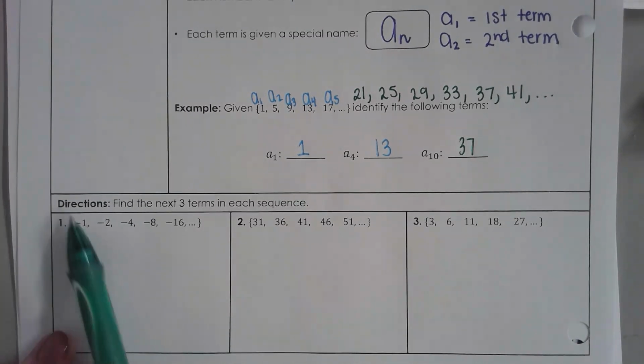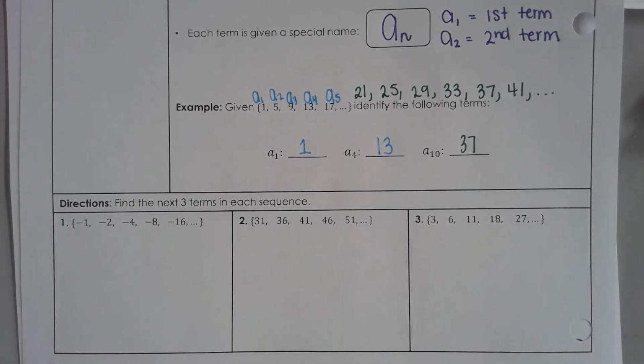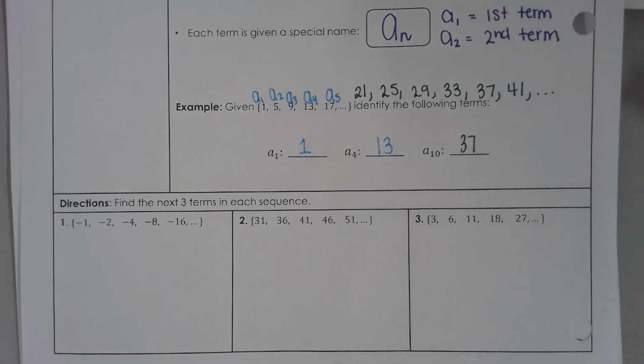Number 1, these directions just say find the next 3 terms in the sequence. You've got to figure out what the pattern is and then write the next 3 numbers. I want you to try those. Figure out what the pattern is and then write down what 3 numbers would be next for each of these.